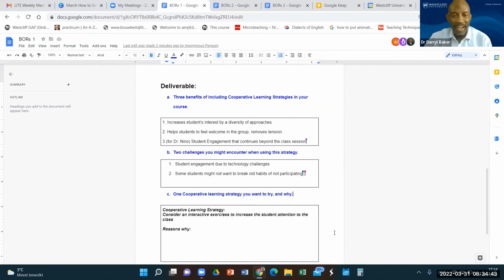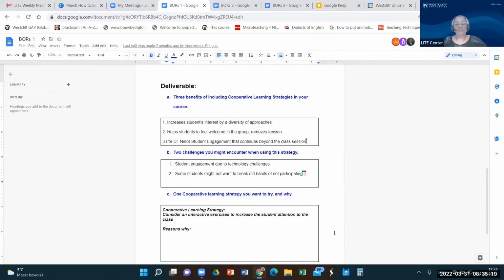Okay. We struggled with this a little bit, but we came up with some solutions and answers and deliverables. The 3 deliverables were increase students' interest in the diversity of approaches. The second one was help students to feel welcome in the group, which removes tension. The third one was student engagement that continues beyond the classroom. Perfect. Okay, those were the 3 deliverables that we came up with.